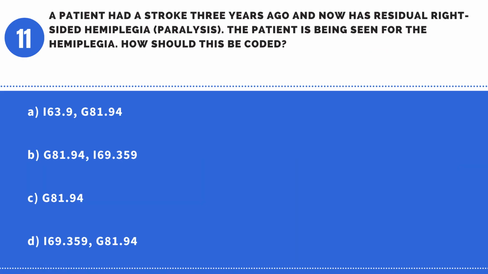Question 11. A patient had a stroke 3 years ago and now has residual right-sided hemiplegia, paralysis. The patient is being seen for the hemiplegia. How should this be coded? A. I63.9, G81.94. B. G81.94, I69.359. C. G81.94. D. I69.359, G81.94.